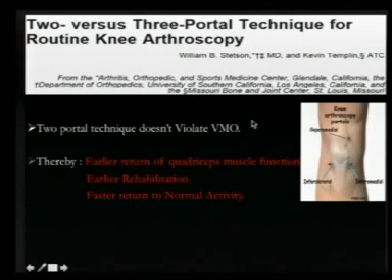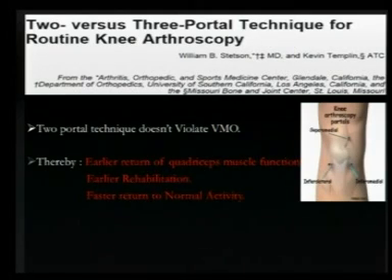A lot of us make a third portal, a superomedial portal, for establishing the irrigation. So that means it's a 3-portal technique. Is the 3-portal technique better than the 2-portal technique? There is evidence to say that the 2-portal technique is good enough, and there's less violation of the VMO, and thereby earlier return of quadriceps function, earlier rehabilitation, and faster return to normal activity.